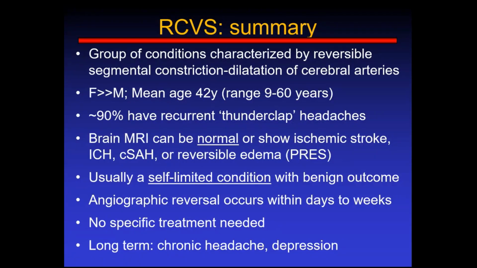So what have I learned over the past 20 years? Well, I've learned that it's probably a group of conditions characterized by usually almost always reversible, but at least dynamic changing, segmental constriction and dilatation of cerebral arteries on serial angiography. It predominantly affects women. Almost every patient I've seen has come in with recurrent thunderclap headache, at least one or two, usually four thunderclap headaches.